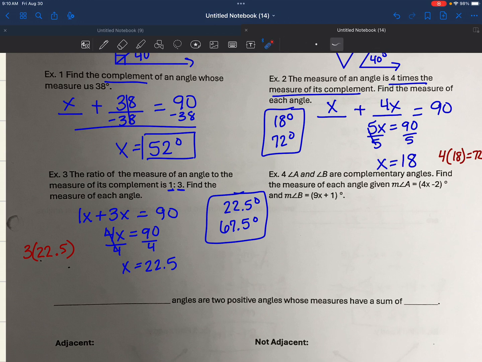Wait, how did you know you were multiplying by 3? Because my other angle here, just like this one, I had x and then I had 4x. So my first angle was just x, which was 18. To find the second one, I plugged it back in. Same thing here. My first angle I got was just x, so my second angle, I plug it back in times 3.